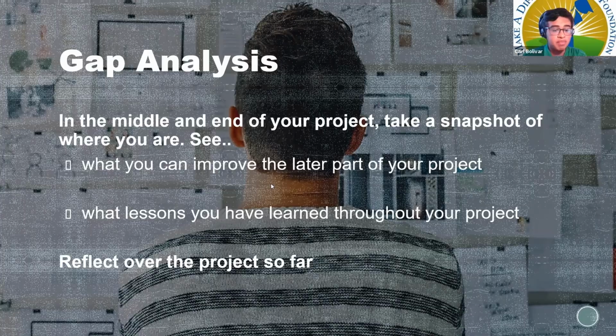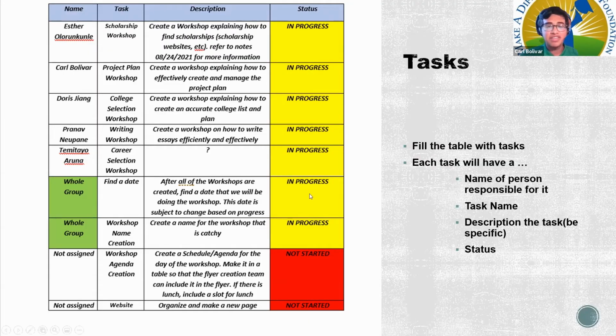You'll take a snapshot. Task. So task will be determined by the task name, the description, and then the status of the task. So the name is for the person responsible for that task in the team, and the description of the task, you have to be very specific, and then the status of the task. So is it in progress or is it not started yet?